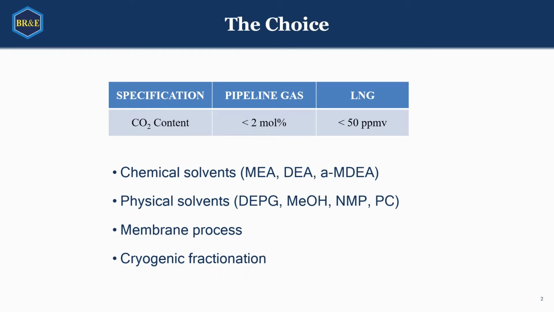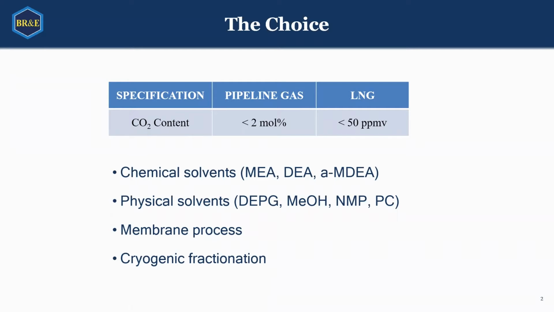Now we can use different kinds of technologies for that. One of them could be chemical solvents like amines, like ADA. We're going to look at them in a moment. There are also physical solvents. They are not that common. I didn't see that many processes with physical solvents, but they are also one of the options. Then there are membrane processes and cryogenic fractionation.